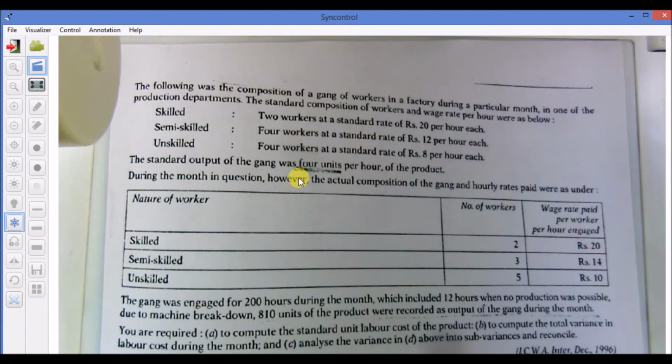So what we need to do first is, the workers are skilled, semi-skilled and unskilled: 2 workers, 4 workers, 4 workers. So what I need is, I need standard hours.